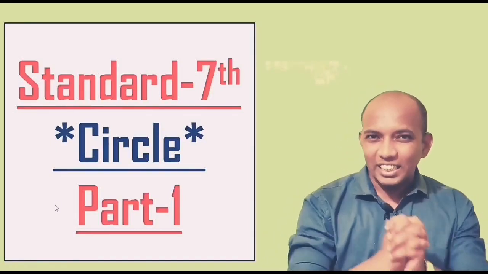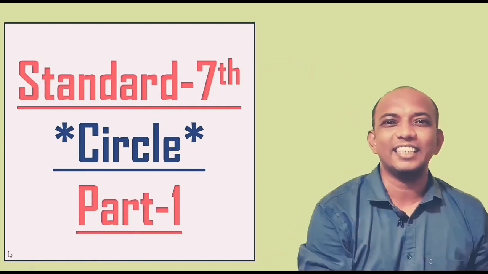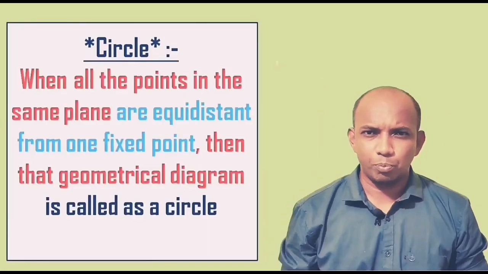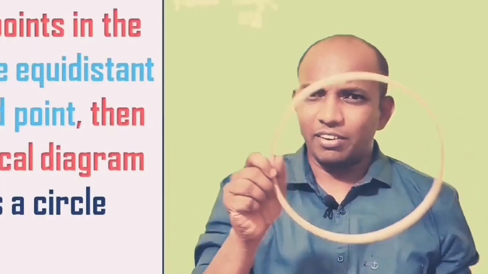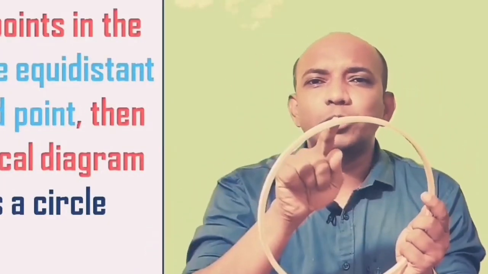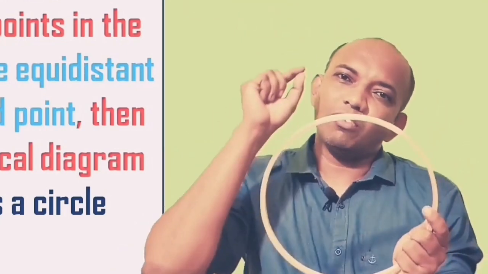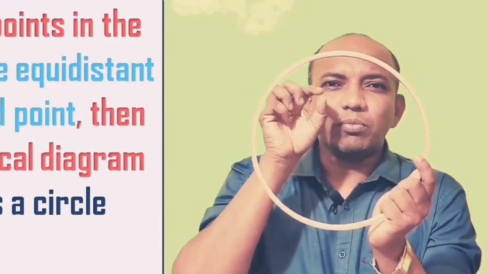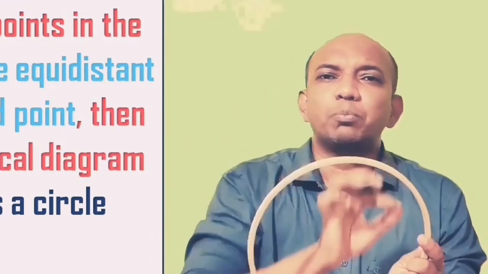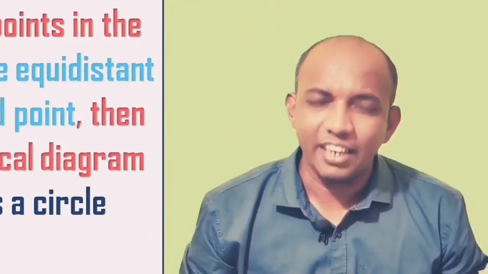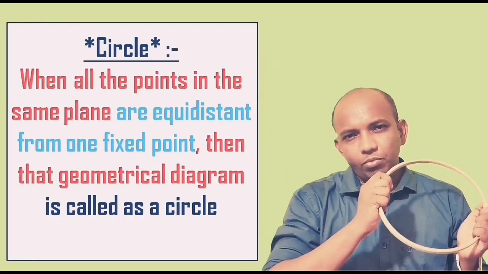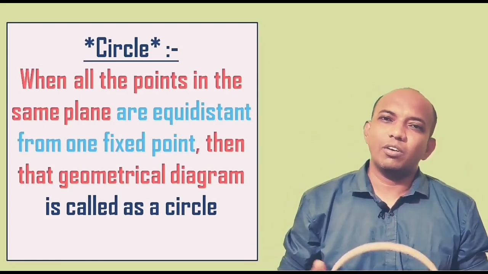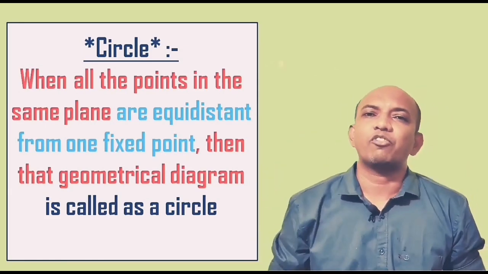This is Sachin sir, and in today's lecture we are going to start with a new lesson, that is circle. Circle is nothing but a collection of points right at the brim, and all these points are equidistant from a fixed point which is exactly lying at the center. So from the center, every point which is present on the circle is equidistant, correct? So in short we can say a circle is a geometrical figure in which all the points in the same plane are equidistant from a fixed point.